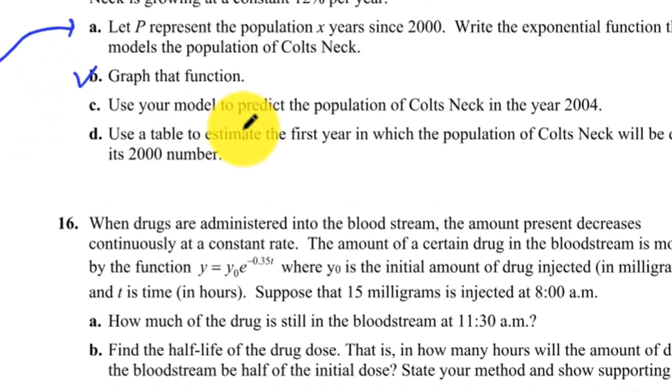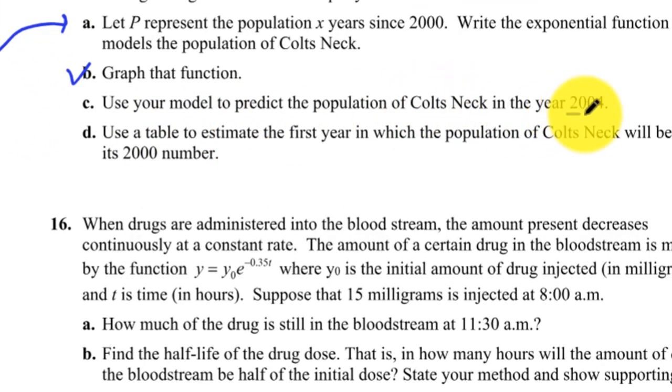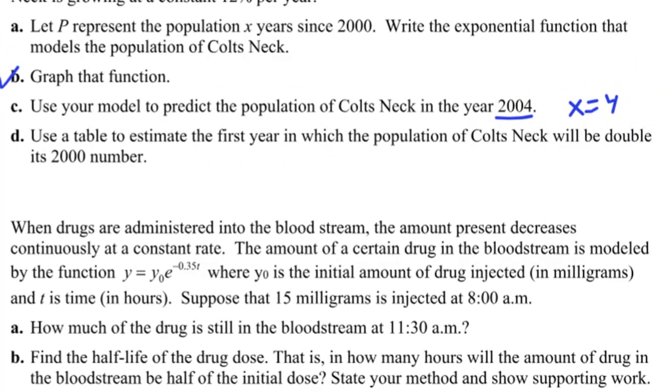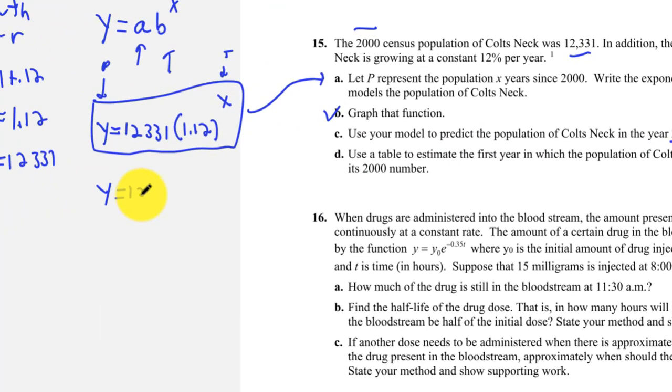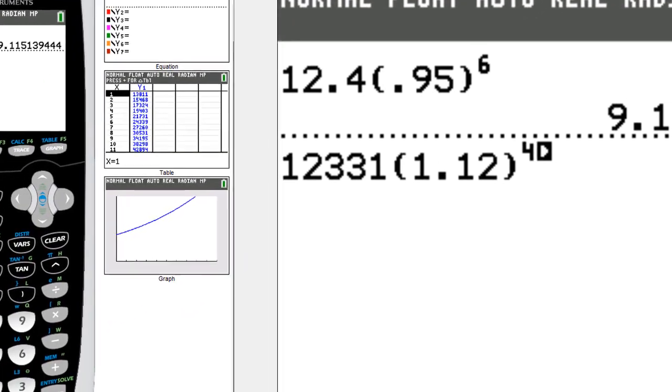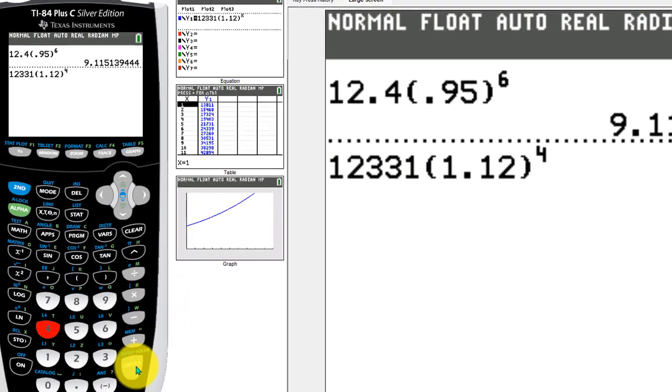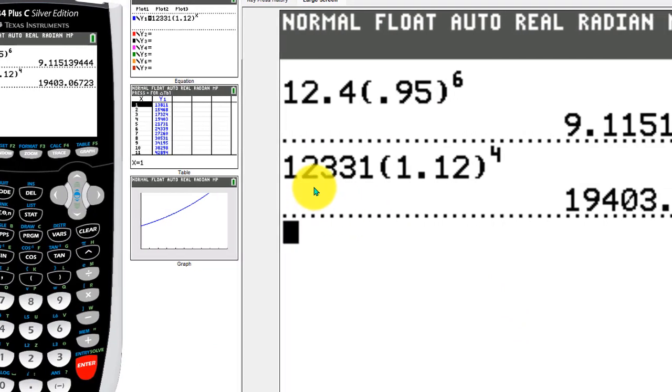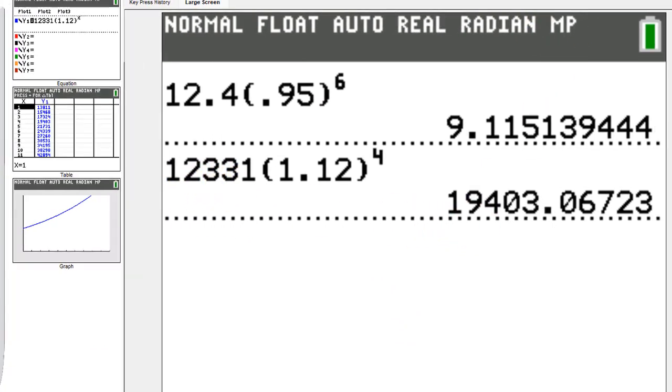Okay, part C. Use the model to predict the population in 2004. So 2004 is 4 years after 2000. So that corresponds to x equals 4. So I'm going to plug 4 into this equation and solve. So here's the equation written out. I replace x with 4. I type this into my calculator and press enter, and it looks like we went from 12,000 and change to 19,000 and change.